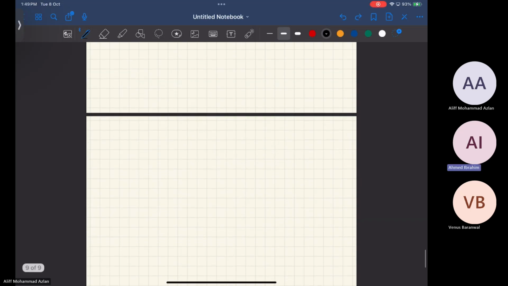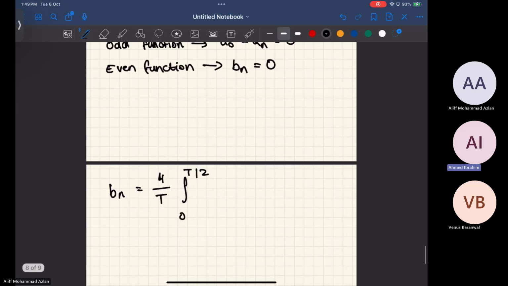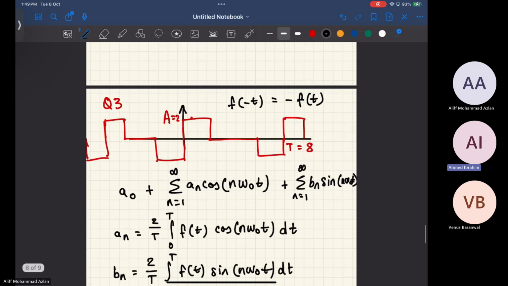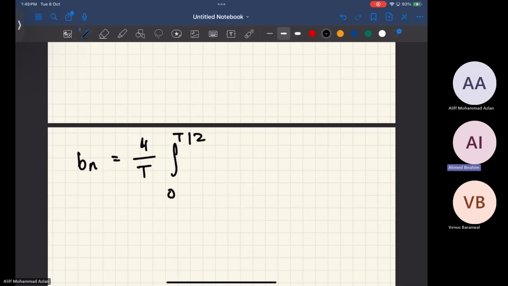So now we know that Bn is equal to 4 over T, the integral from 0 to T over 2 of f of t. f of t in this case is just equal to A from time equals 0 to time equals 2, and from time equals 2 to time equals 4 we actually don't need to worry about because it's just 0, so we don't need to integrate anything. So that is A times sin n omega 0 t dt.